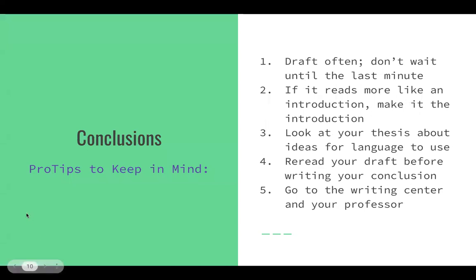There are a couple pro tips to keep in mind as you write your conclusion. You should draft often, not waiting till the last minute. If it reads more like an introduction, make it the introduction. Sometimes this happens with papers where we get to the end and we finally figured out what we proved, and so our conclusion can become our introduction, and vice versa. Look at your thesis for ideas about language to use if you want to mirror and have your paper sort of have a cyclical effect.